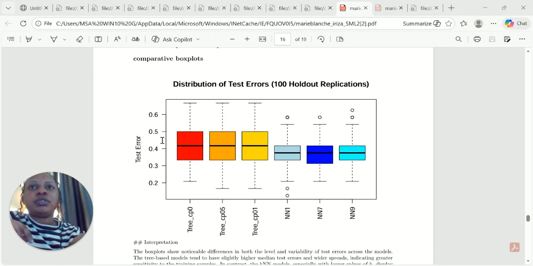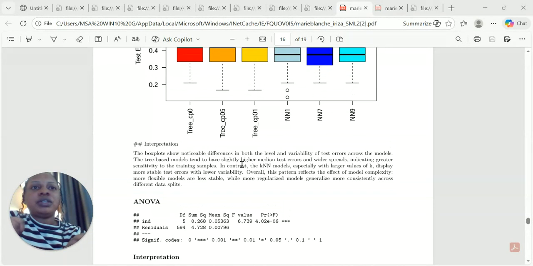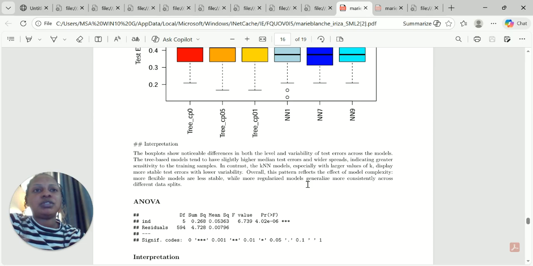And for the plot of the comparative box plots, this pattern reflects the effect of model complexity. More flexible models are less stable, while the regularized models generalize more consistently across different data splits.